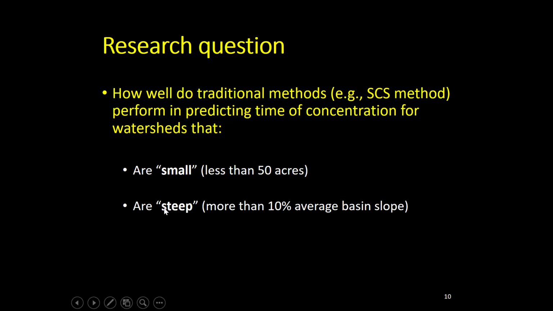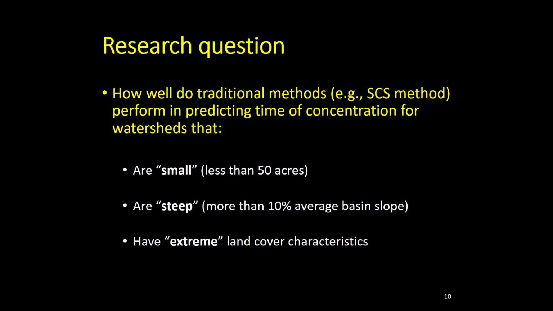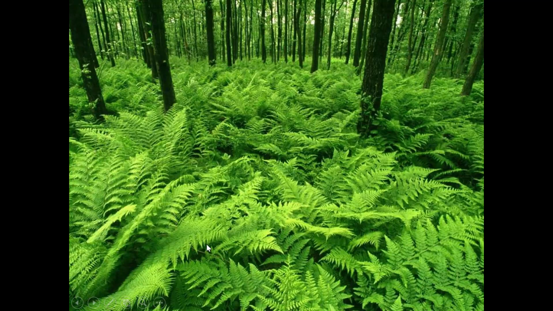I was interested in steep watersheds because those are the conditions across the state here, and extreme land cover characteristics. And let me tell you a little bit more about what I mean by extreme land cover characteristics. You know, in West Virginia, we are at one end of the spectrum in terms of undeveloped.